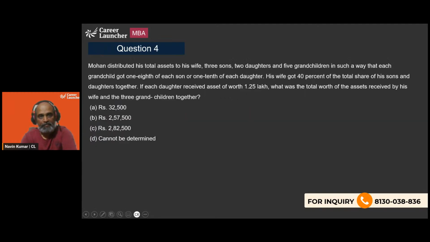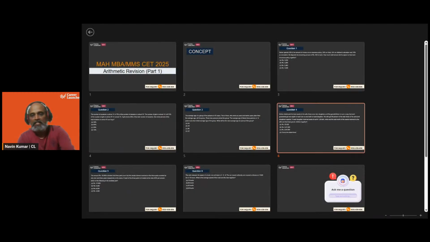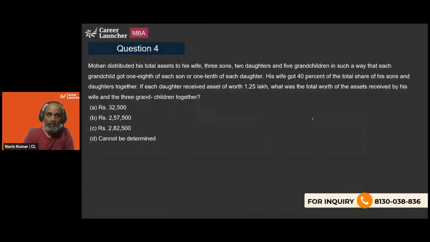Right? Okay. Next question. Mohan distributed his total assets to his wife, 3 sons, 2 daughters, and 5 grandchildren in such a way that each grandchild got 1/8 of each son or 1/10 of each daughter. His wife got 40% of the total share with his sons. Now, there are 3 sons, so I will be writing down 3s.